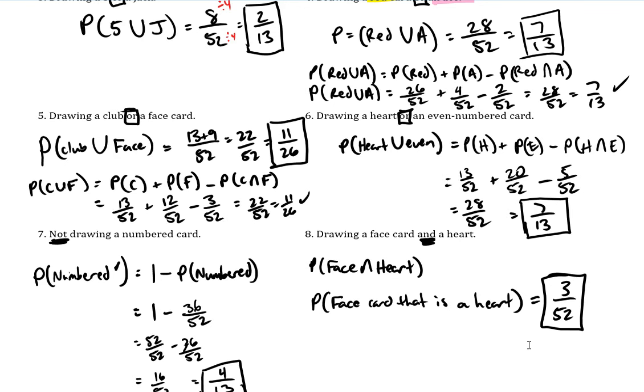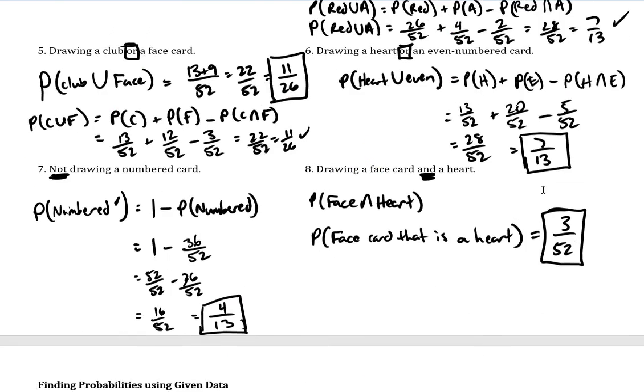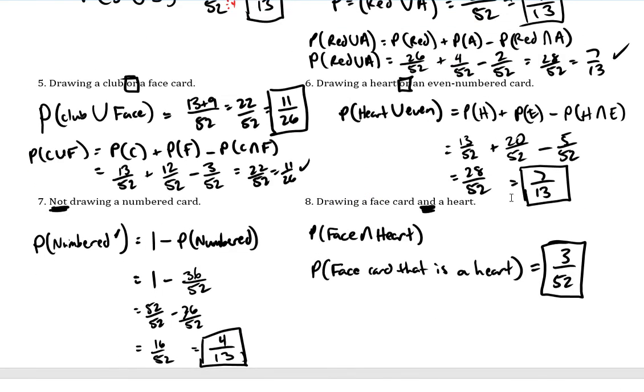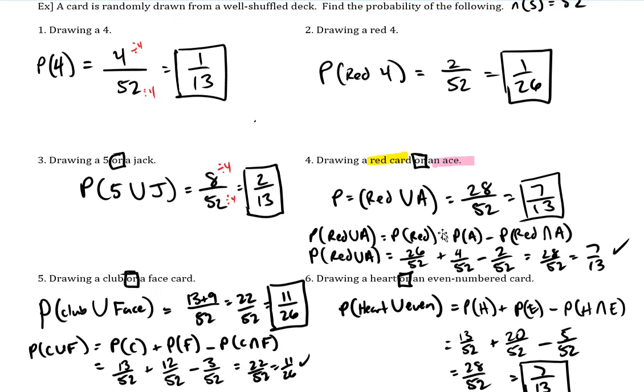I guess the other way we could have done this is look at all the face cards and the hearts. Just real quick, here's all the face cards. Here are all the hearts. And where do they overlap? Well, it's those same 3 that we just did. So either way, it's 3 out of 52. If you can see the sample space, I think it makes things a lot easier for you with these problems. So draw it out. It really helps.